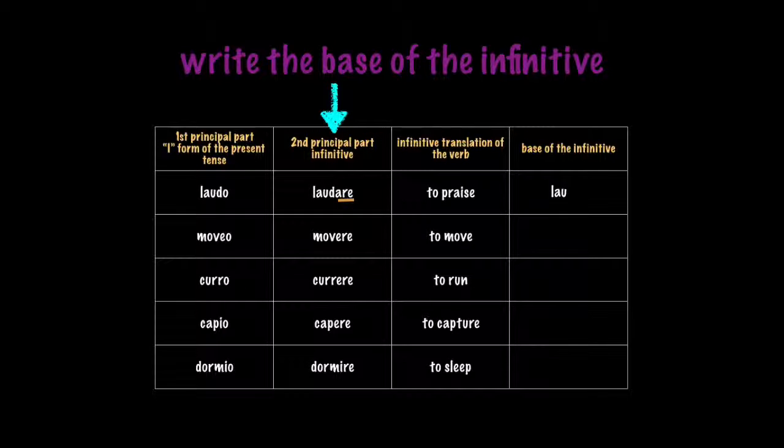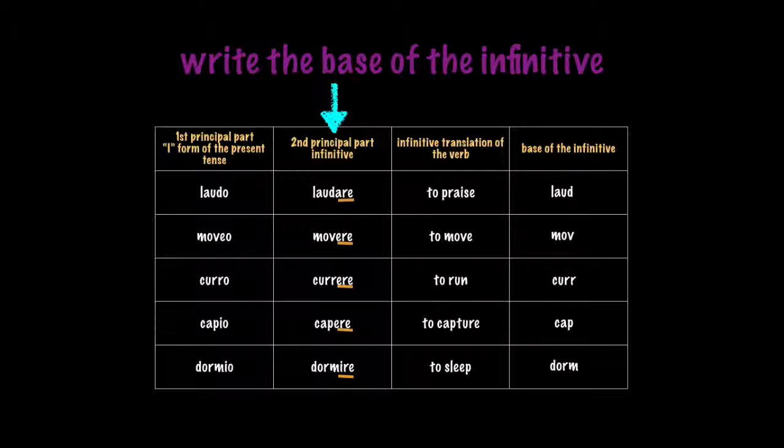ARE, when it is removed, forms the base laud. On moveo movere, we remove ERE to get the base mov. For curro currere, we remove the ending ERE to get the base curr. And on capio capere, we remove the ERE to get the base cap. On dormio dormire, we remove the IRE to get the base dorm.